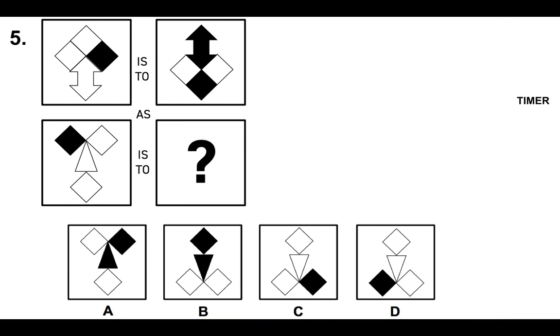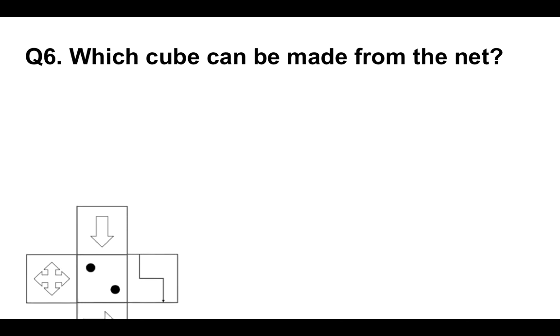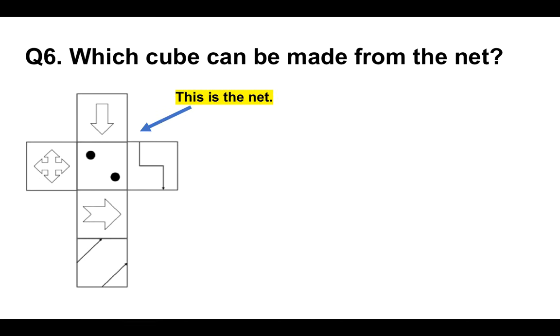Okay, brilliant stuff. Well done. Question number 6. Here we go. Something different now. This is about cubes and nets. So I'll tell you what a net is. So that's the net there. And we're looking down on that.